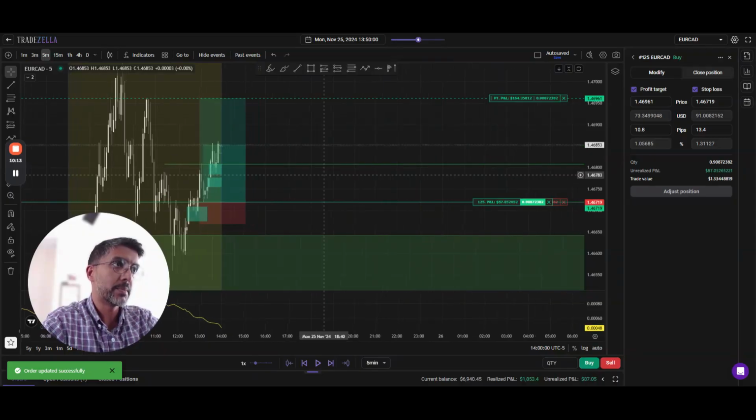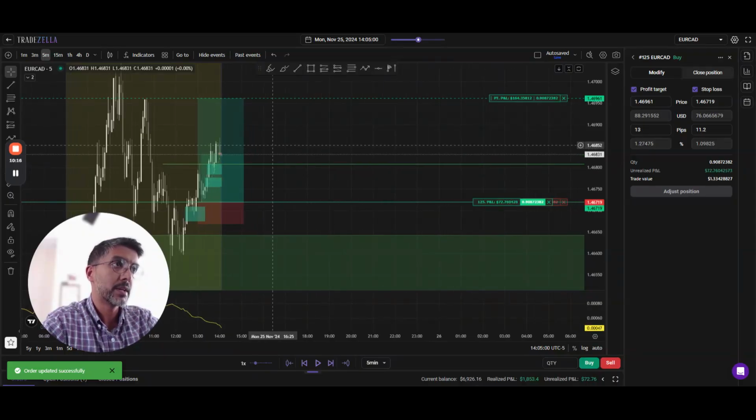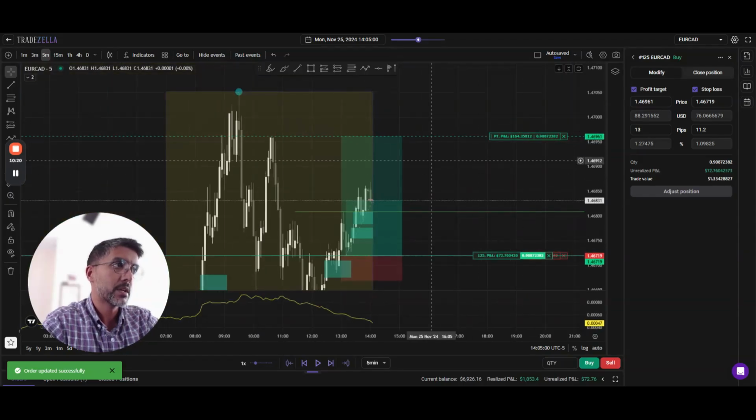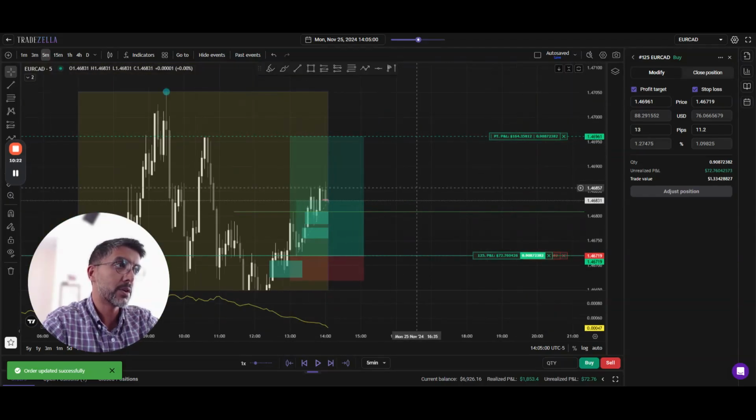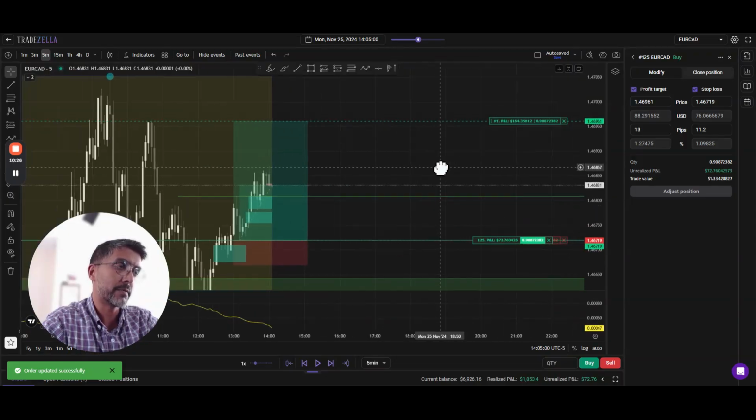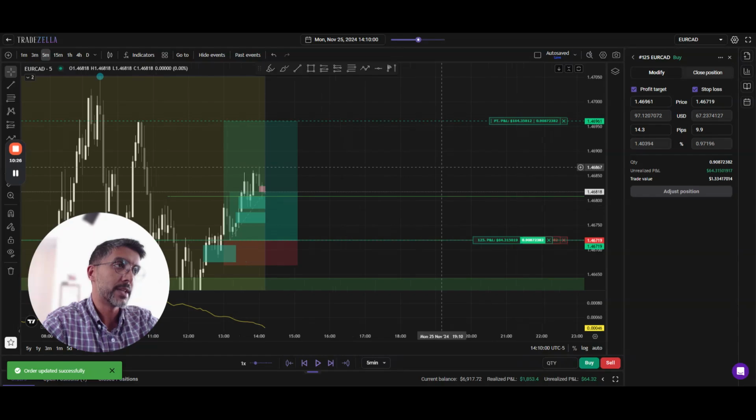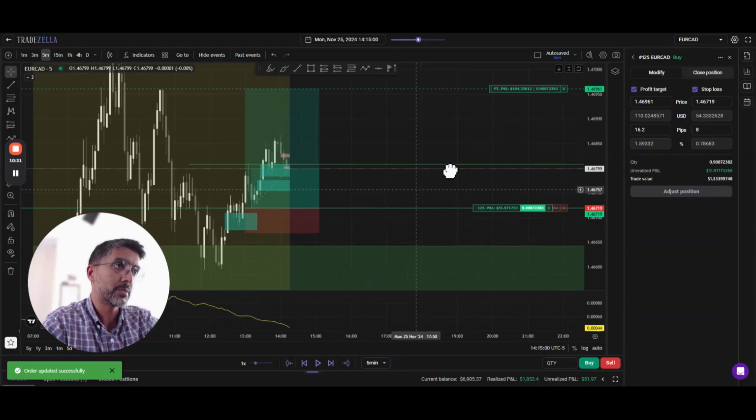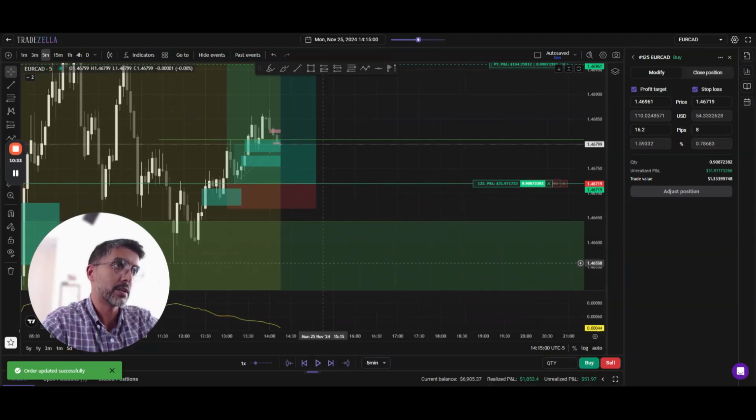We make a move up and continue to push up. You notice that we don't close above this high here. Just want to zoom in. We don't close above this high. If we did, I would have moved my stop loss into the profit zone. But since we failed to do that, it suggests that this low is weak, for the same reasons we talked about earlier on the entry.